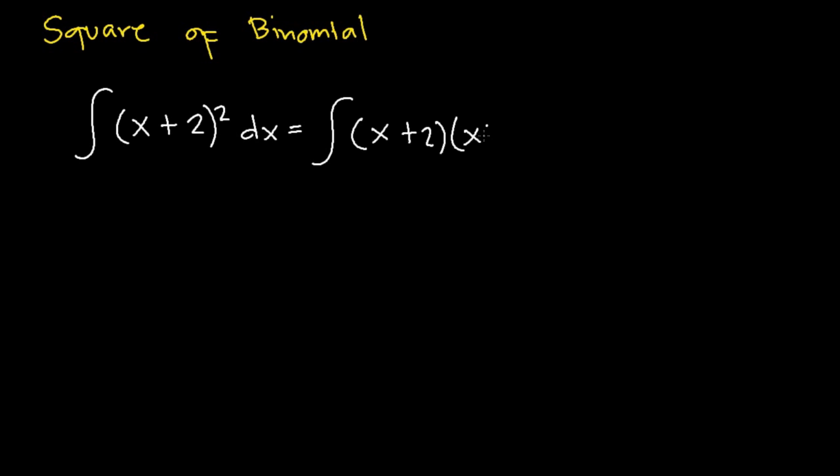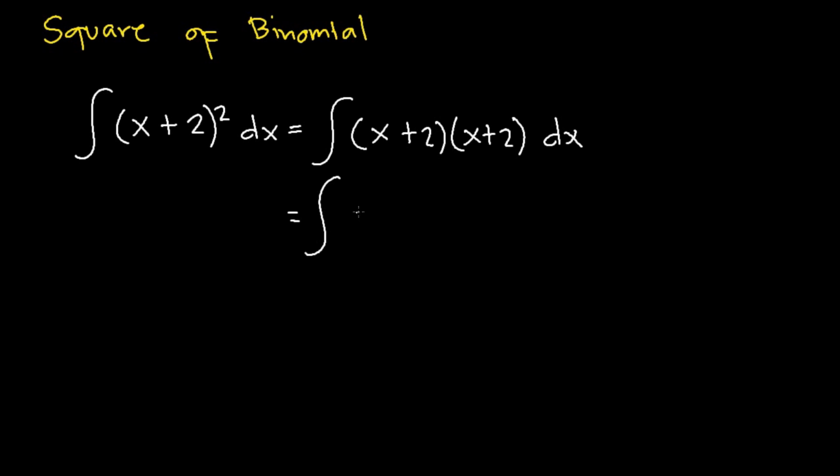Next is nato ginatawag na square of binomial. So ang square of binomial is, for example, antiderivative of x plus 2 squared dx. So this is a square of binomial. So imong buhaton ani is i-rewrite ang given. So this is equal sa imo ni siyang i-FOIL method. This is equal sa x plus 2 times x plus 2 dx.